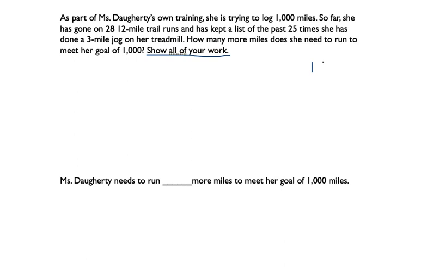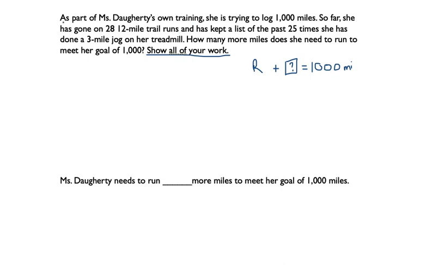Okay, so the goal is to jog 1,000 miles. That's what I want all of this to equal. The question says, how many more miles does she need to run? So she's run some, and she needs to run some more, however much that is, and she's hoping to run 1,000 miles total. So these are some notes I can take as I'm thinking about what I'm trying to solve.